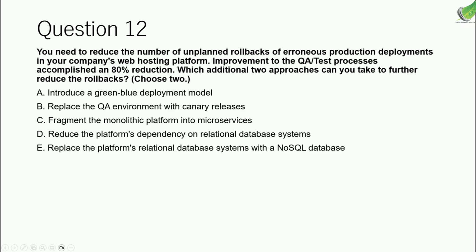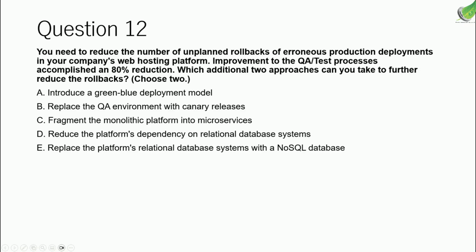Let's move on to option C. Fragment the monolithic platform into microservices. This is also a correct answer. Moving from a monolithic architecture to microservices significantly reduces the blast radius of a failure. In a monolith, a small bug in one feature can bring down the entire system, forcing a full rollback. With microservices, you can deploy and update services independently. If one service fails, only that service is affected, and you only need to roll back that single small service, not the entire platform.